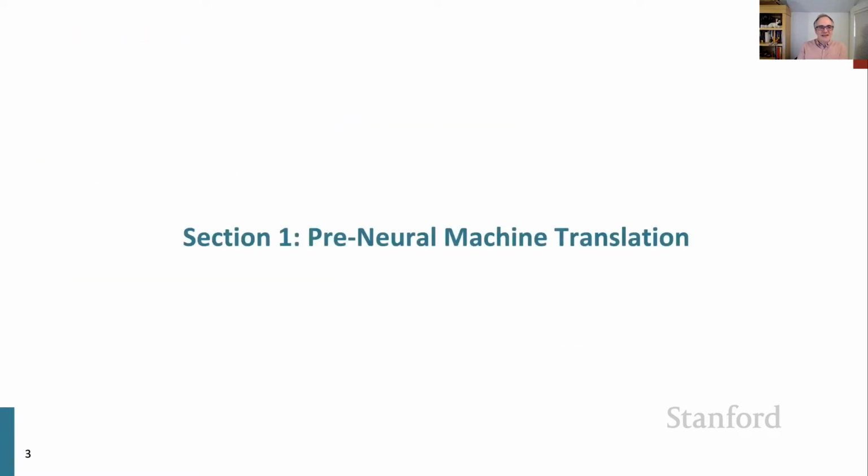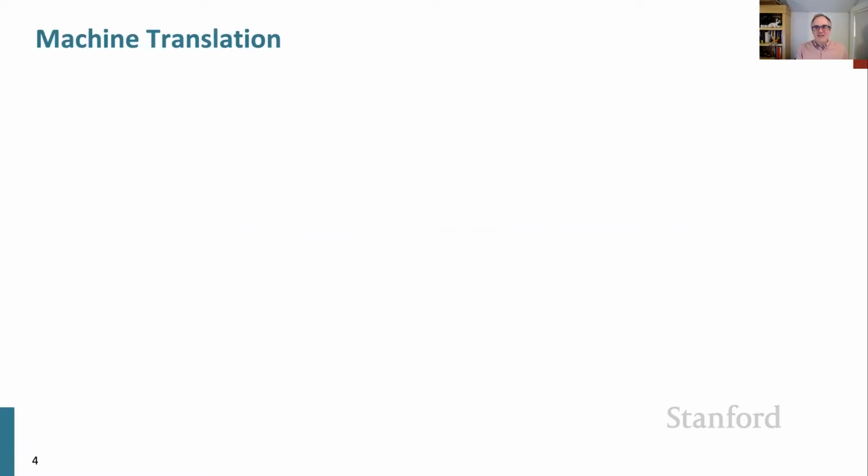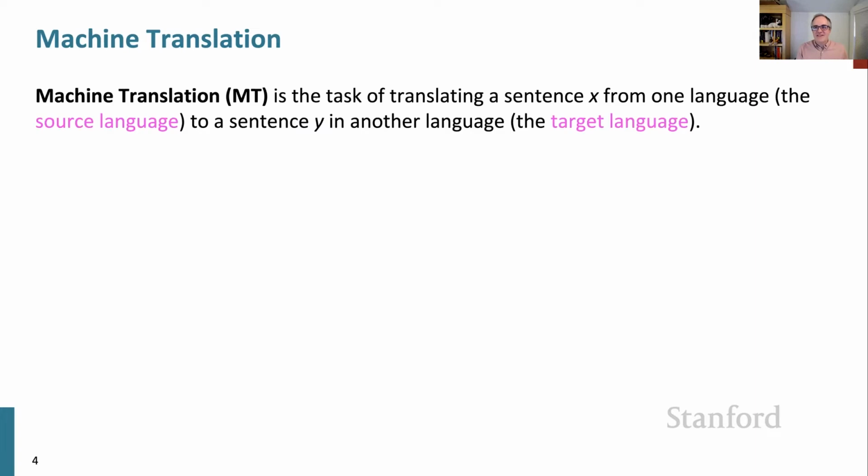Okay, so let's get straight into this with machine translation. So very quickly, I wanted to tell you a little bit about where we were and what we did before we get to neural machine translation. And so let's do the prehistory of machine translation. Machine translation is the task of translating a sentence X from one language, which is called the source language, to another language, the target language, forming a sentence Y.